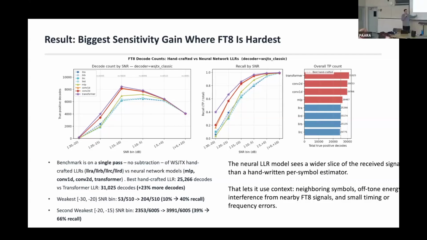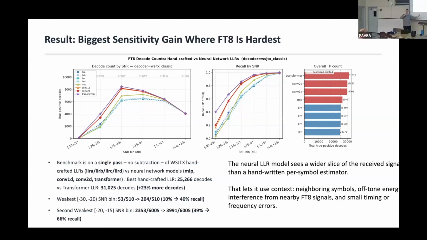And then these light blue bars at the bottom are the formulas that are in WSJT-X. If you take those formulas and put them through the same decoder, you get out a certain number of decodes. This is in a single shot, so we're not doing subtraction. We're just comparing apples to apples in one shot. And when you have these various neural architectures, the yellow, orange, red, or this purple, you can see that you end up getting more decodes in these bins in a single shot.